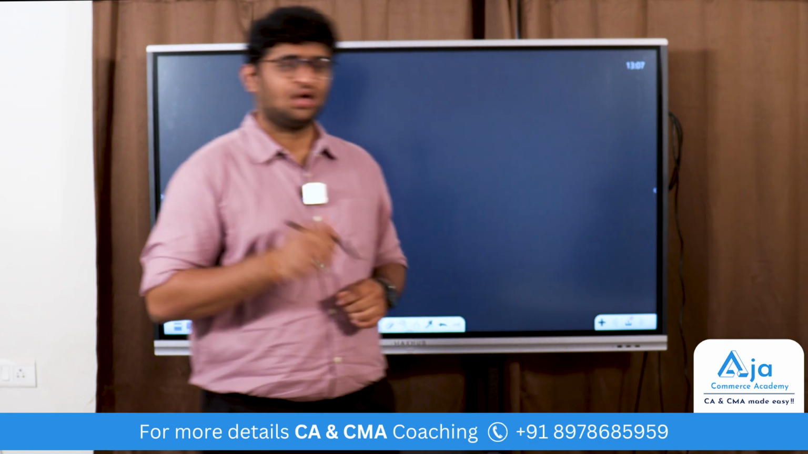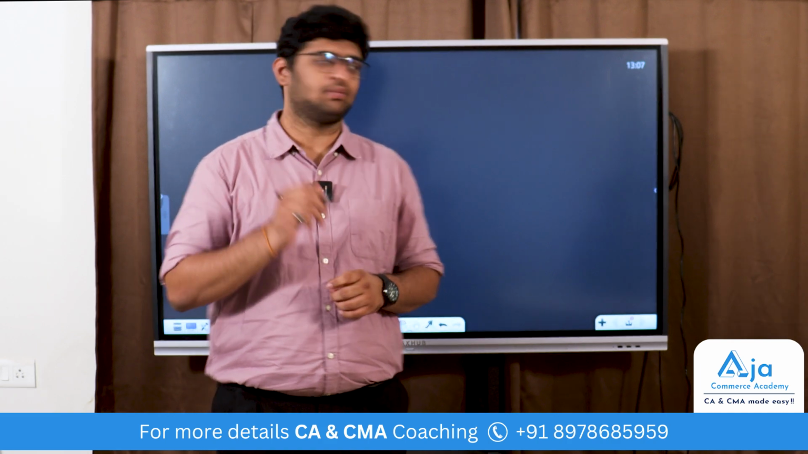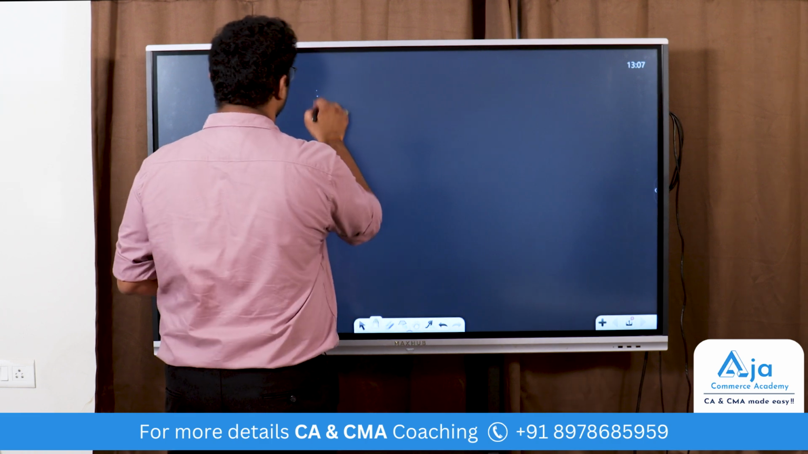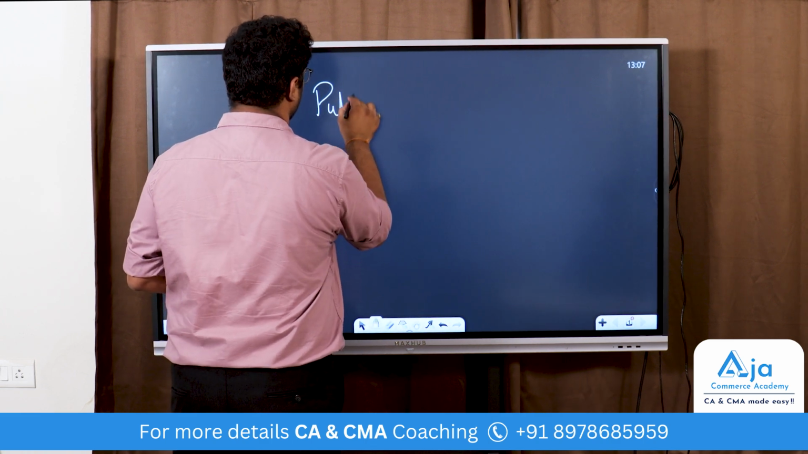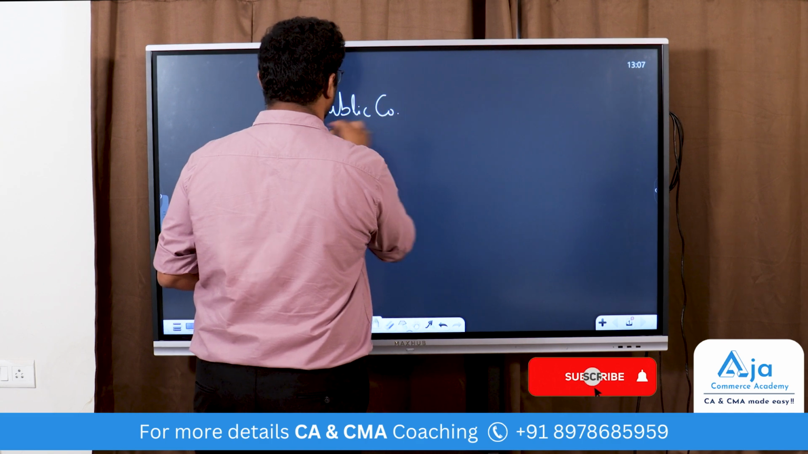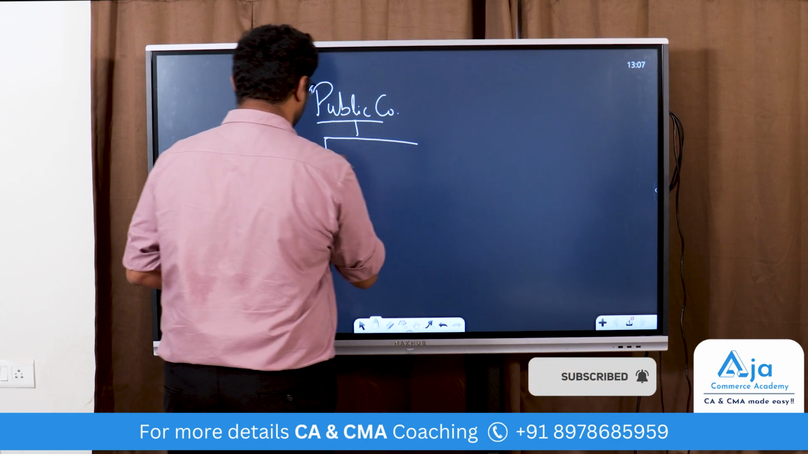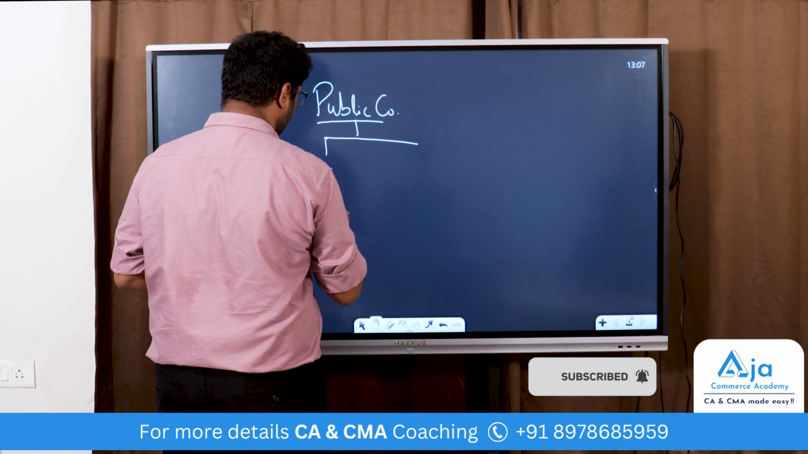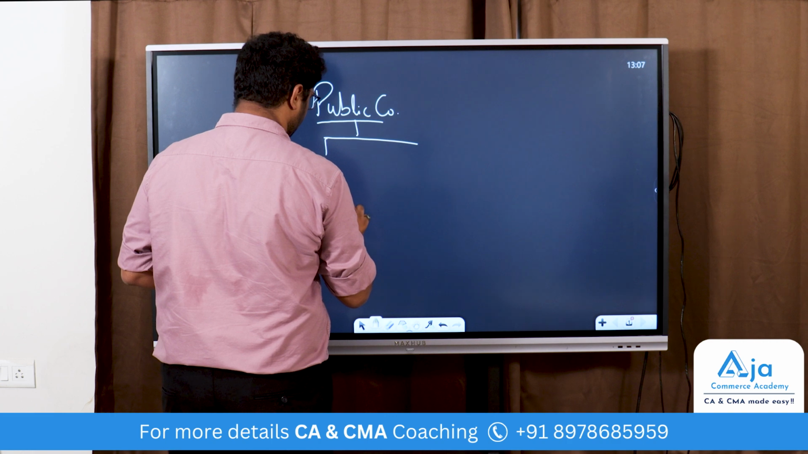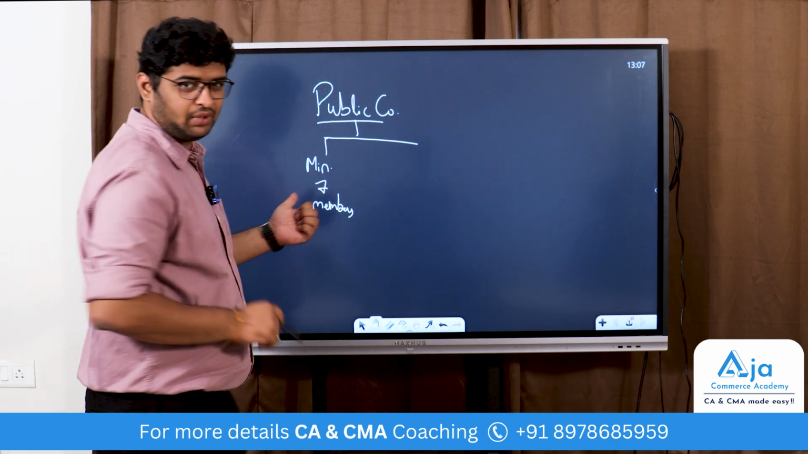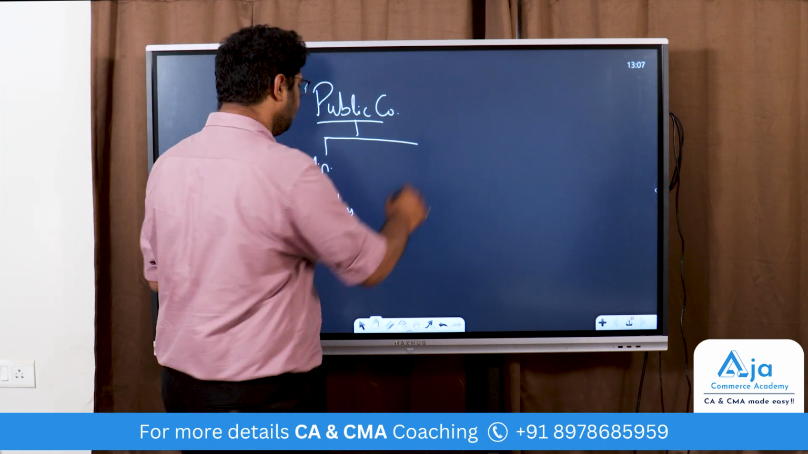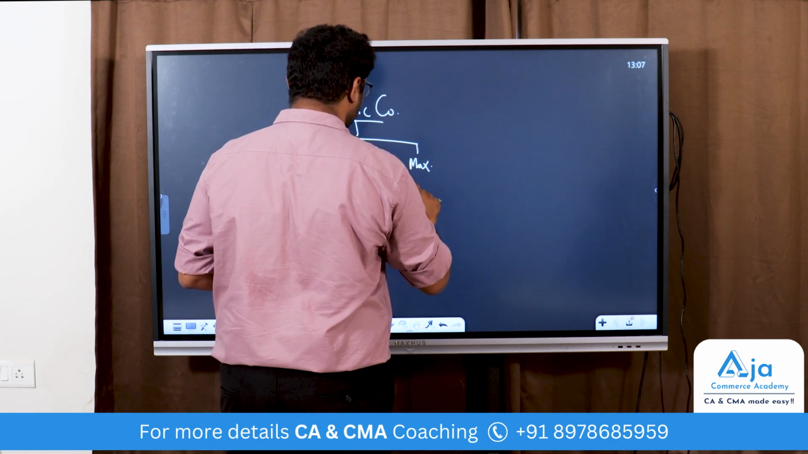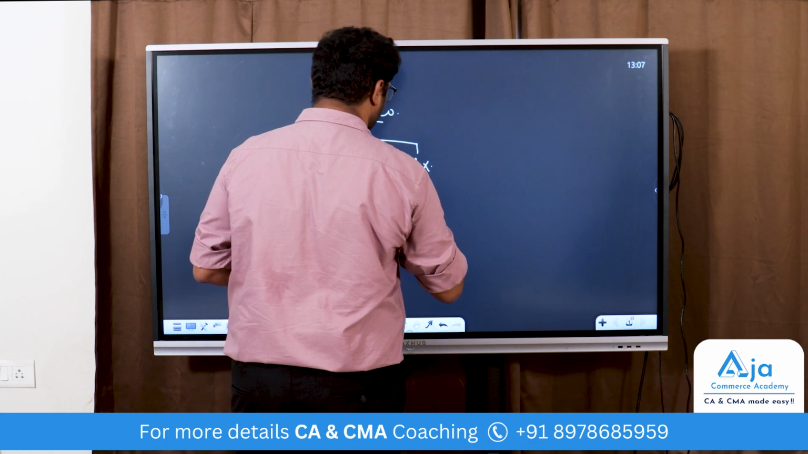Next, in case of a public company, a minimum of 7 members have to be present during the formation of the company. Minimum 7 have to be present during the incorporation, and there is no limit for maximum members in case of a public company. No limit.